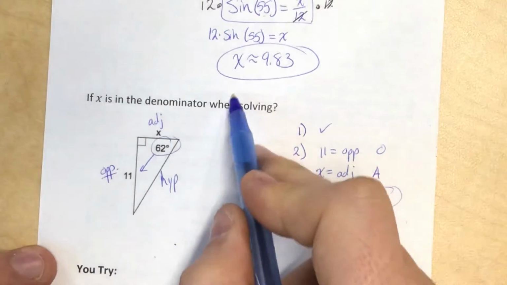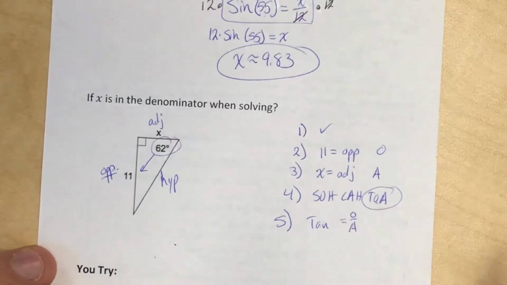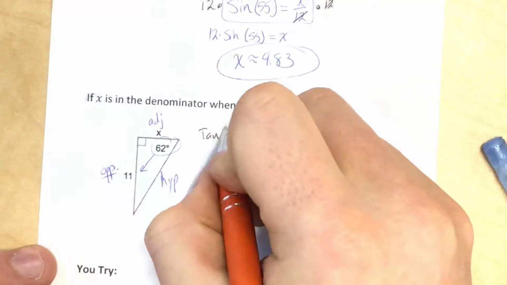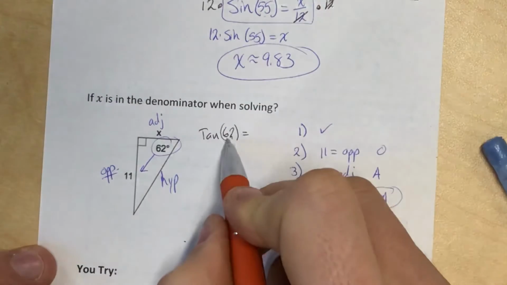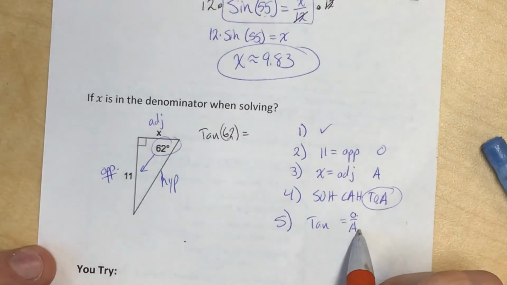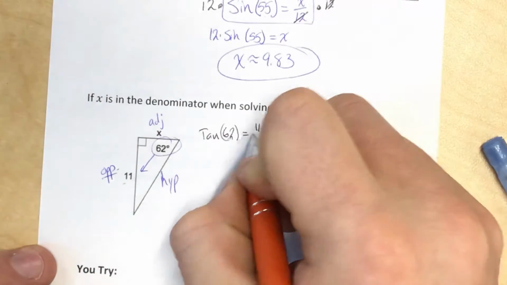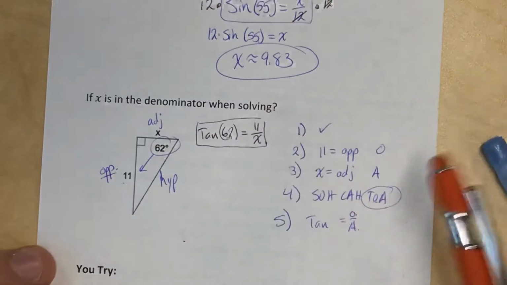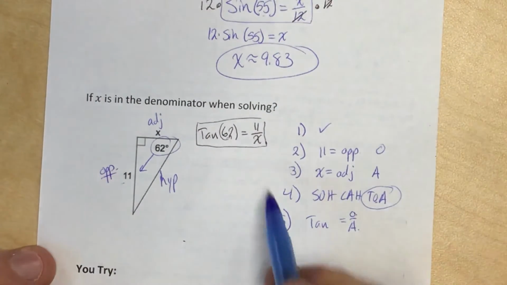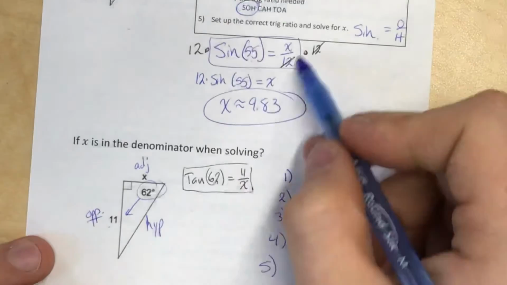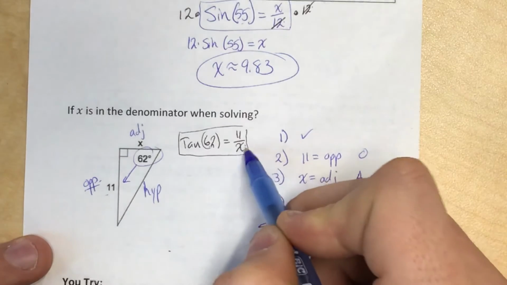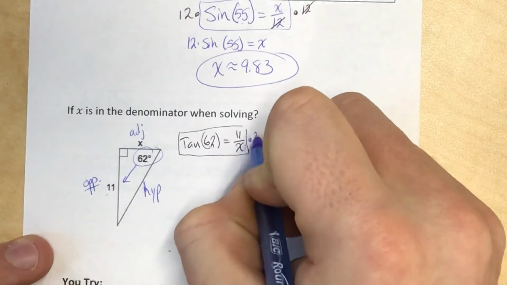So right here, I'm going to use that space to actually set up the equation and solve for x. So the tangent of the angle 62 is equal to the fraction of the opposite divided by the adjacent. Well, the opposite is 11, and the adjacent side is x. So this is the trig ratio set up. Now, just like the last one, if we had 12 in the denominator, we multiply by 12. This time, though, we have x in the denominator, so we're going to multiply by x.